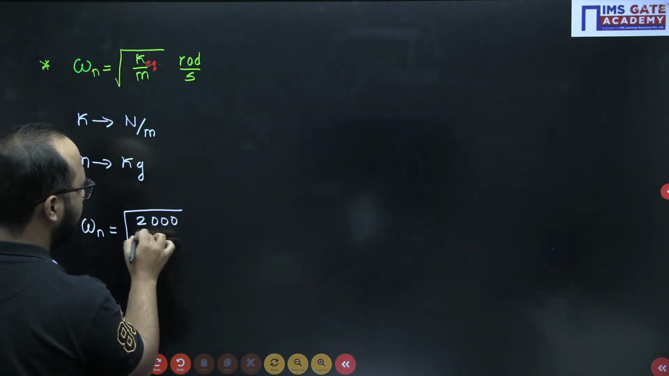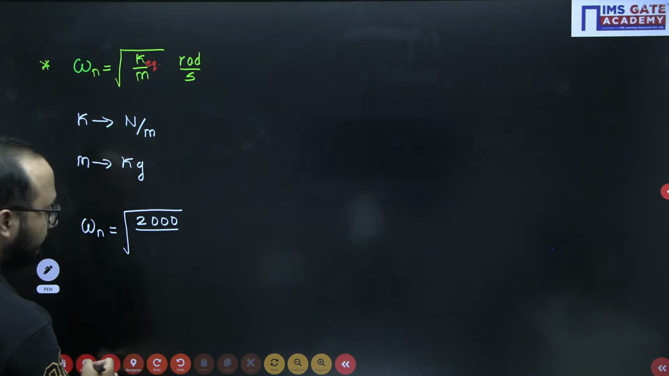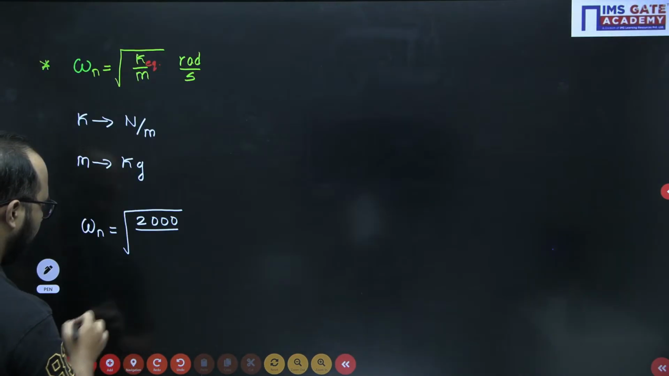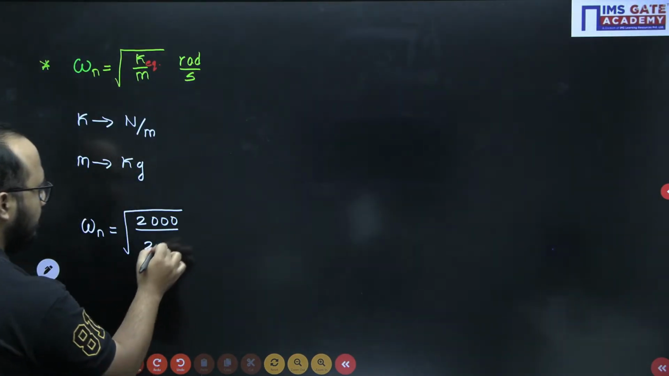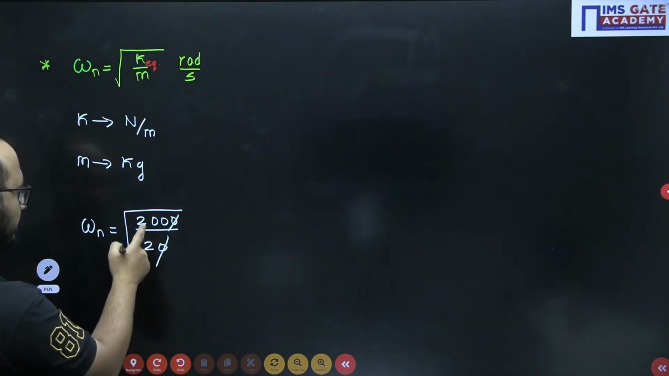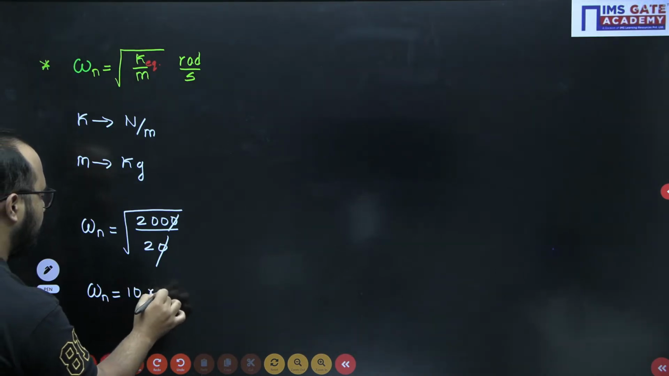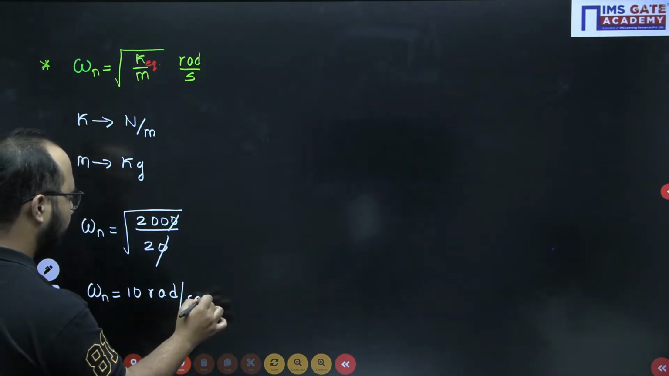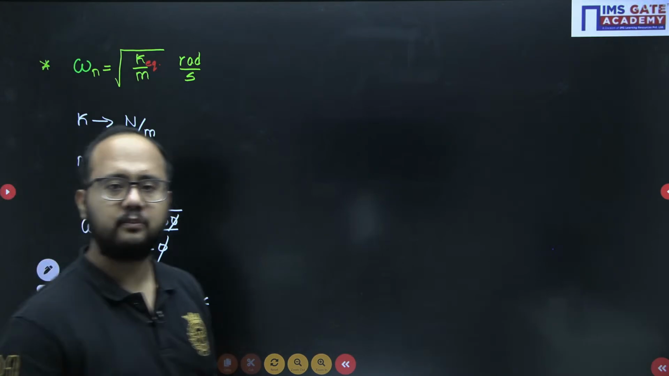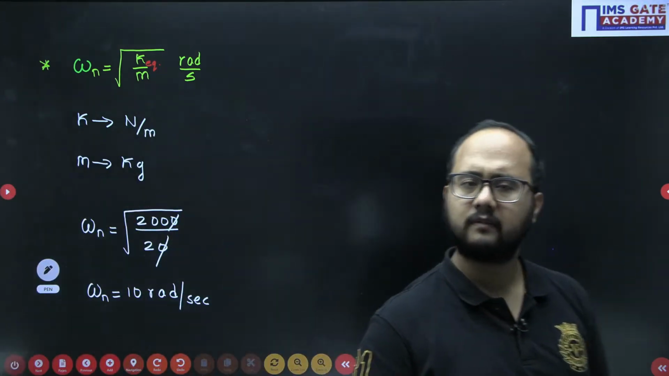Equivalent stiffness value 2000, and what is the mass we are having? 20 kg. Okay. So this 0 will get cancelled out. It will be 100. So omega n answer is what? 10 radian per second. Got it? This is what, 10 radian per second, is the natural frequency. Very basic thing.